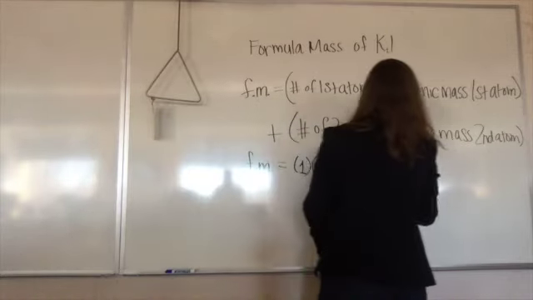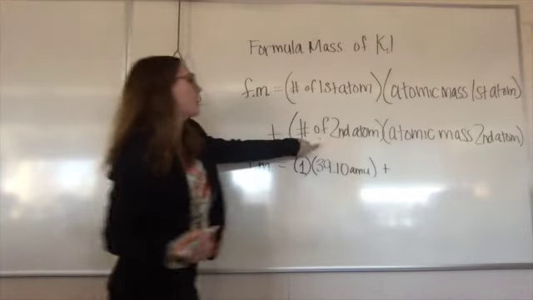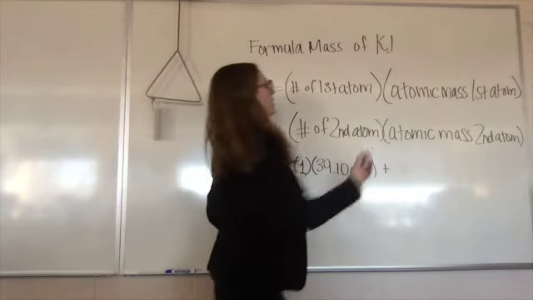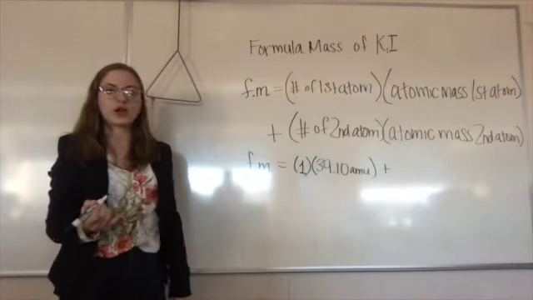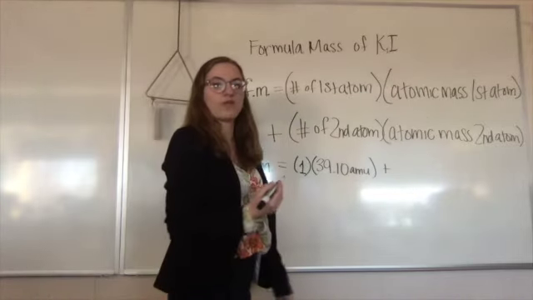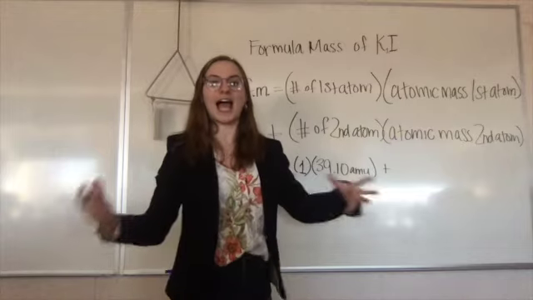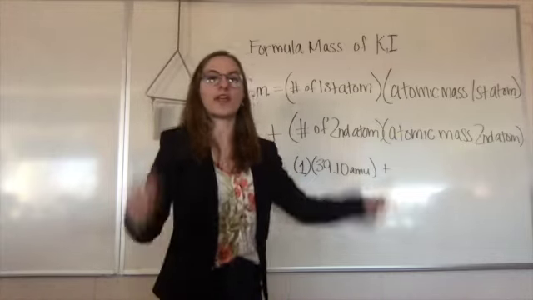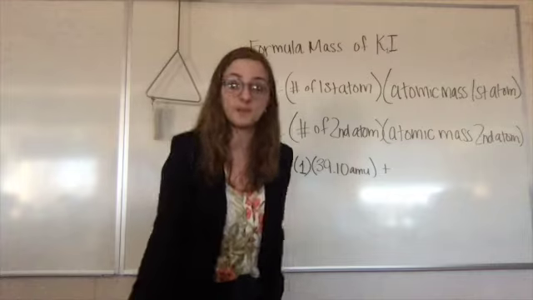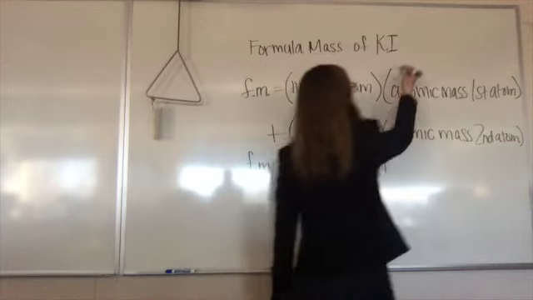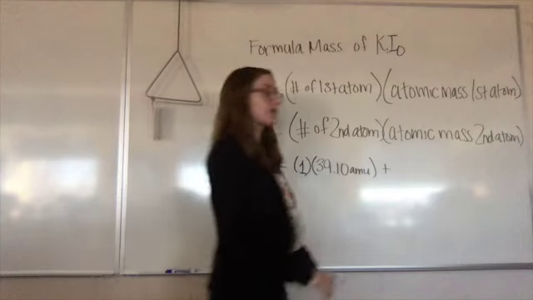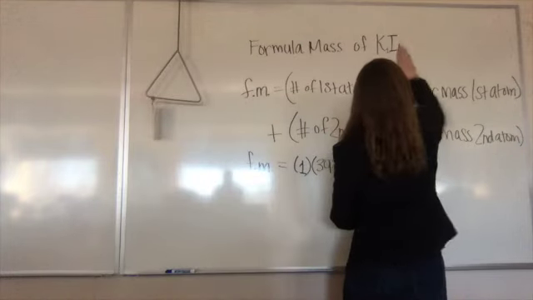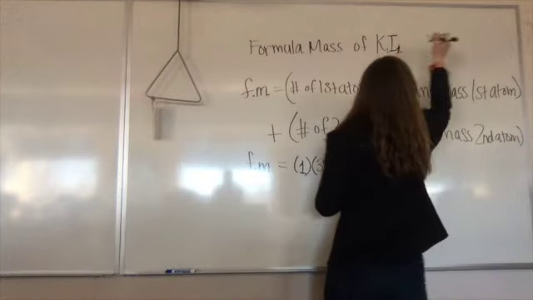So to that, we add the number of the second atom we have. Our second atom in this case is iodine. So we have KI. I'm looking for how many iodine atoms I have. Well, that information, again, comes from the subscript. There is no subscript on iodine, so we assume that that subscript is 1. So we have 1 iodine atom.